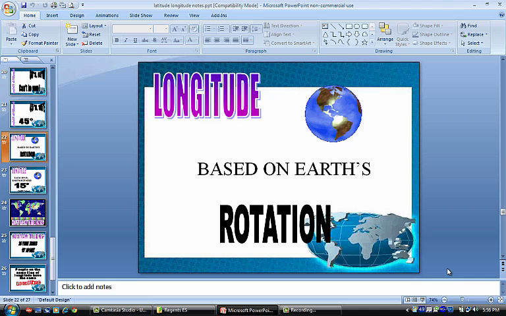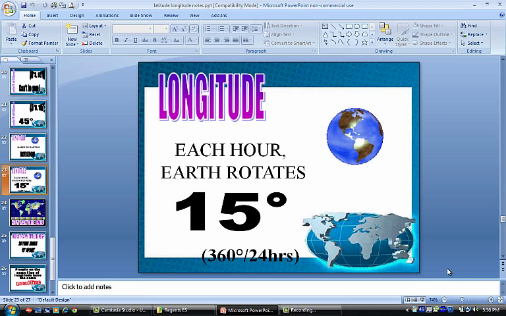Okay, longitude is based on the Earth's rotation, and that is dependent on many factors, as we're going to go over again. Longitude is based on the Earth's rotation, and each hour the Earth rotates 15 degrees. So the Earth is approximately 360 degrees, and within 24 hours it makes one complete rotation. So if you divide that by hour, we rotate 15 degrees per hour.